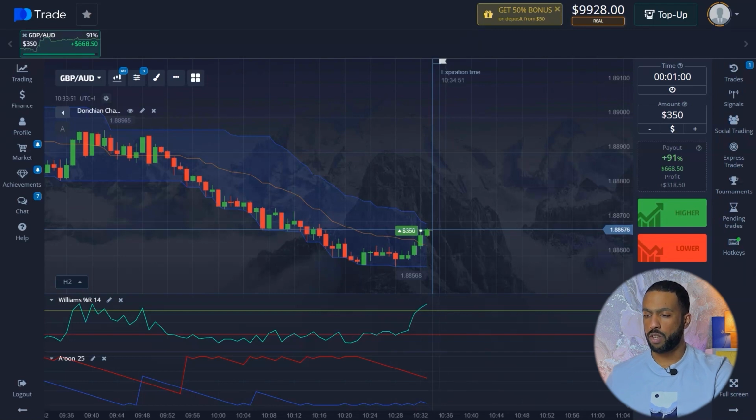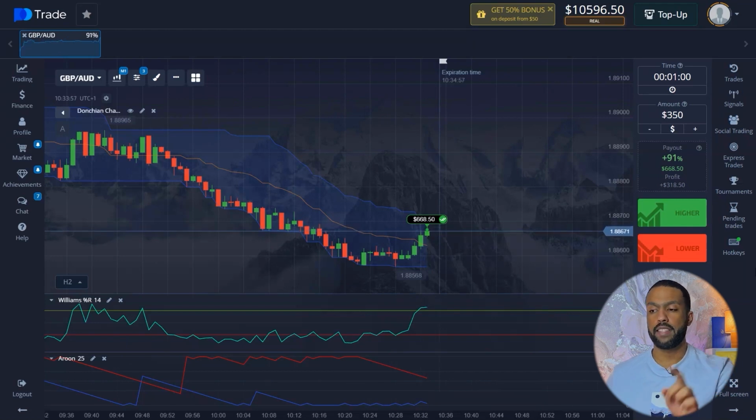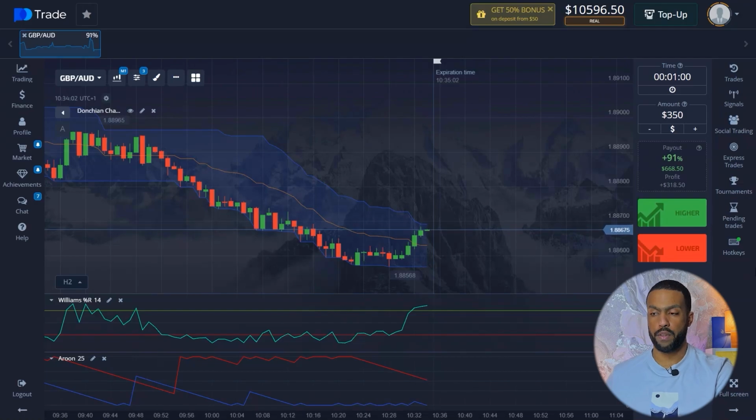And our trade is closing right now. And our total profit added to my account is $318.50. And this is the end of our today's trading session. Let's analyze the results together. So in today's trading session, I opened 5 successful trades and I made almost $1,600, which is a good result. Write me what you think in the comments below.